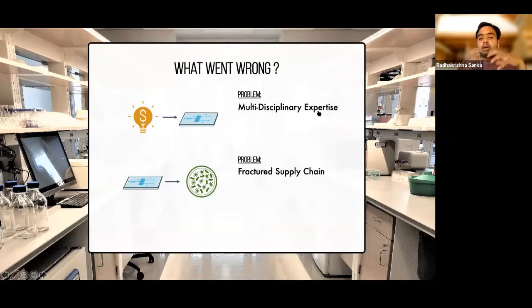So the big problem between all those publications and what was actually going on is that the first problem was that you need multidisciplinary expertise to make any idea you have into a real device. The second part of the problem is that the supply chain is super fractured. It's non-trivial to actually source all the components, the materials, the substrates, the adhesives to put things together.